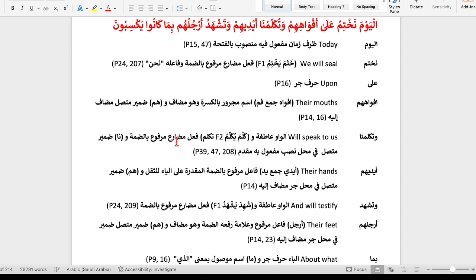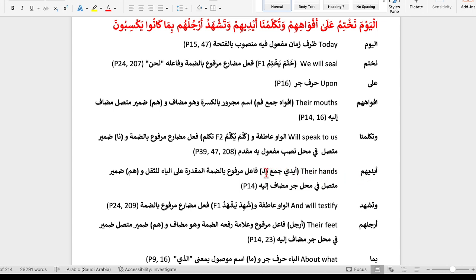Tukallimu: fi'l mudari marfu' bid-damma, wa na zamirun muttasilun fi mahallin nasbin maf'ul bihi. It is maf'ul bihi, and maf'ul has to be nasab. Us. Aydi means hands, so their hands will speak to us. The mouths are sealed, the hands will speak.